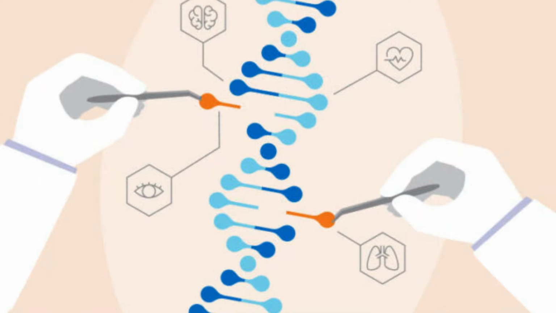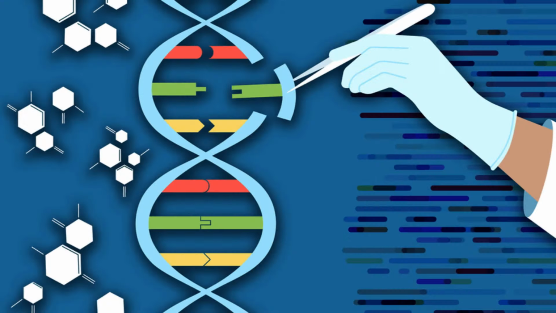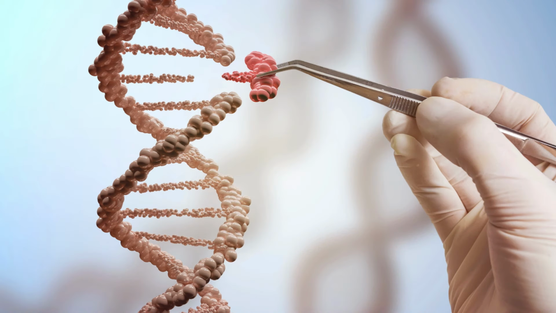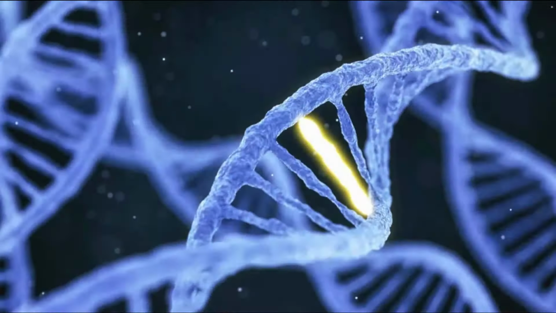CRISPR-Cas9 may introduce unintended changes at other sites in the genome, potentially leading to unintended consequences. Germline editing: editing genes in human embryos, sperm, or eggs raises concerns about passing modified genes to future generations and the potential for unintended long-term effects. Designer babies: the ability to edit genes could be misused for creating designer babies with enhanced traits, leading to ethical and social implications. Biodiversity: gene editing in agriculture could impact natural ecosystems and biodiversity.